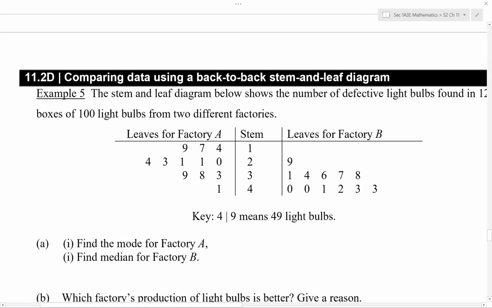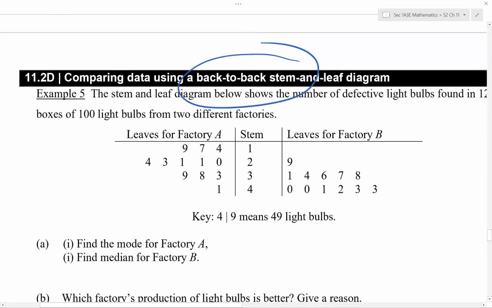Now, the next type of stem and leaf diagram is called a back-to-back stem and leaf diagram. Kind of similar to our previous notes in our dot diagrams, where we have a back-to-back dot diagram, one on top, one at the bottom. But for stem and leaf diagram, we have stem in the middle, leaves on the left, leaves on the right.